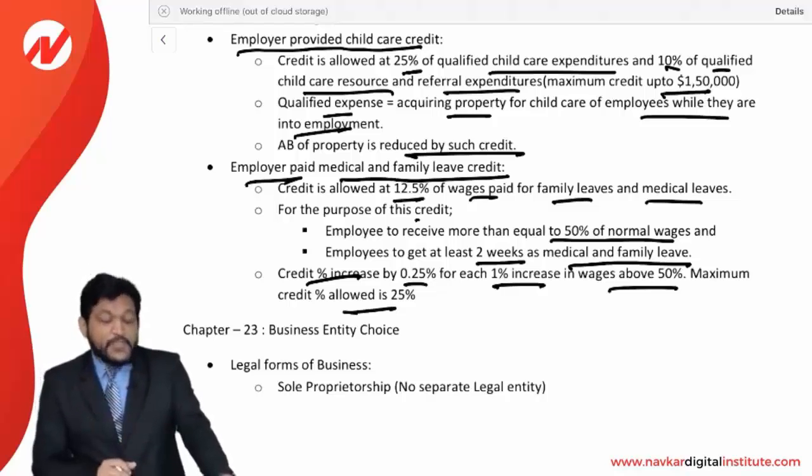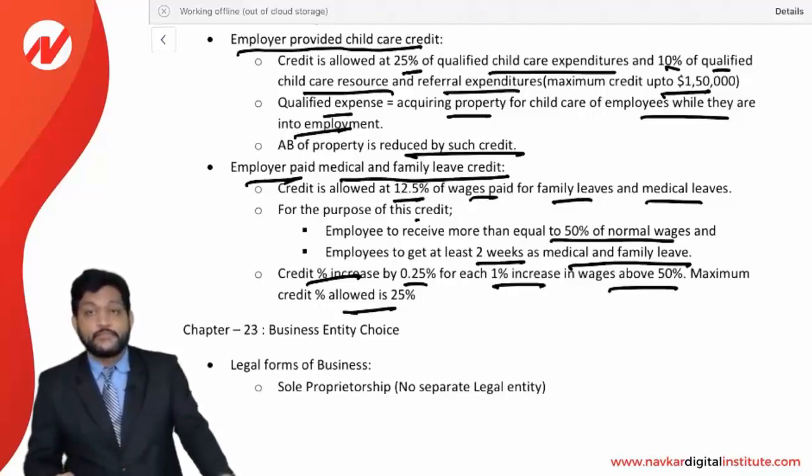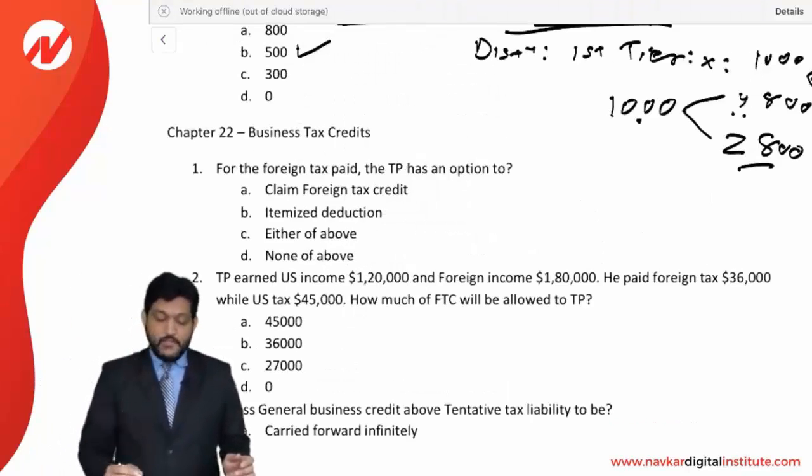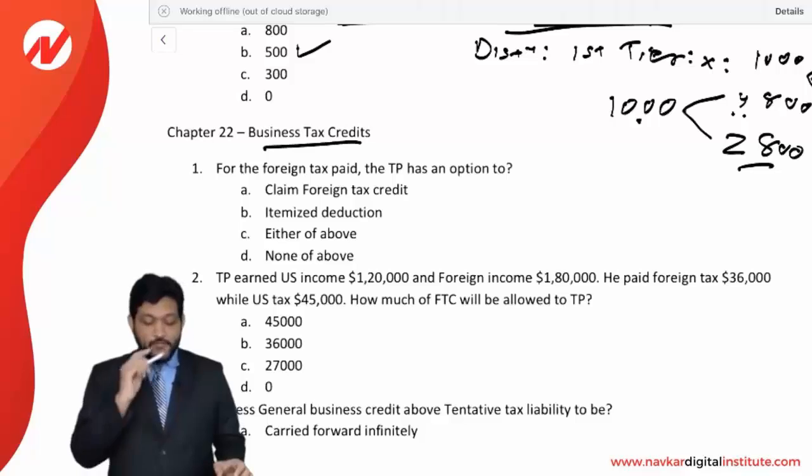So friends, these different credits are called the general business credit. This being the theory, let us see the MCQs, friends. Business tax credit, chapter 22.